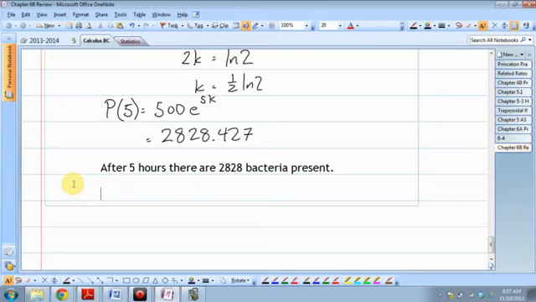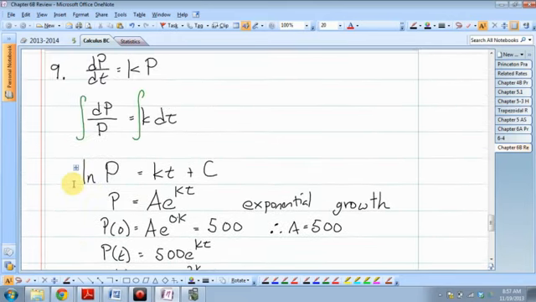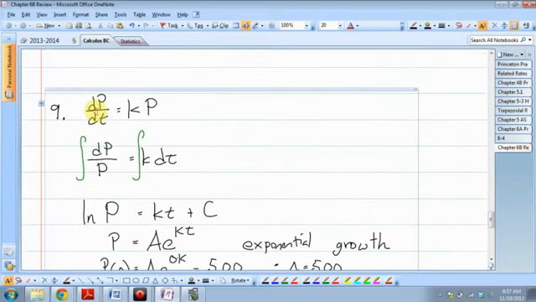Okay, questions? But how do you know to use that original equation? The idea was they told you that the population growth rate was proportional to the amount of population.